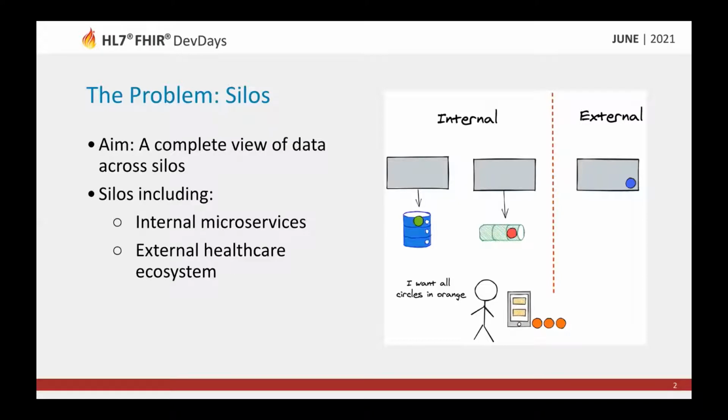As an example, we have a user that wants to access information about a patient's height, represented here by circles. Every time we see a circle, it's a height measurement. However, it's been recorded in different formats, i.e. different colors. None of these systems are connected, and the user would need to gather data from each silo to retrieve what they need.